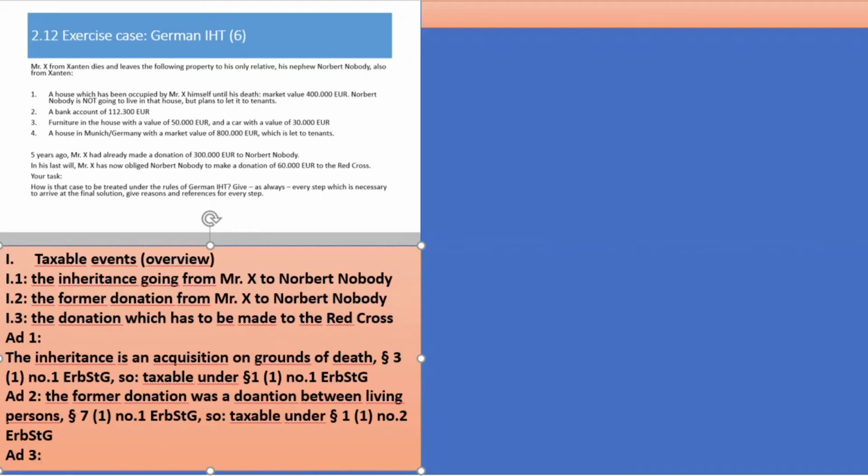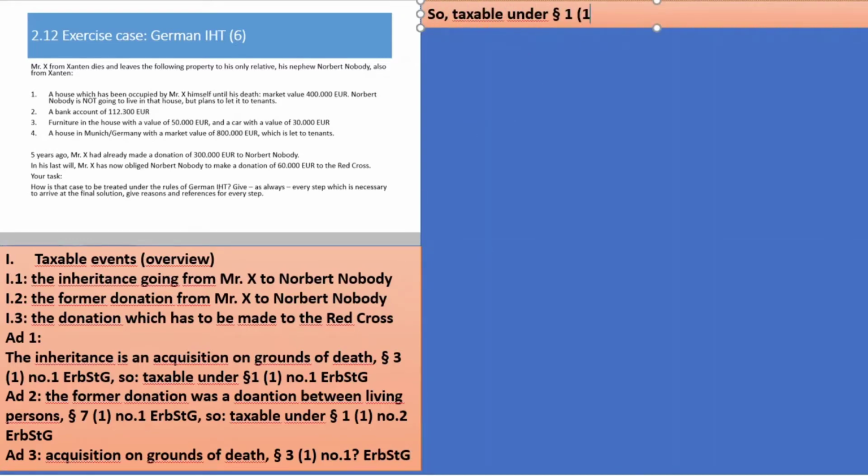And number 3, the donation that is ordered by a last will and testament, so it's an acquisition on grounds of death, 3(1), number 1 of the Inheritance Tax Act, so taxable under paragraph 1(1), number 1.